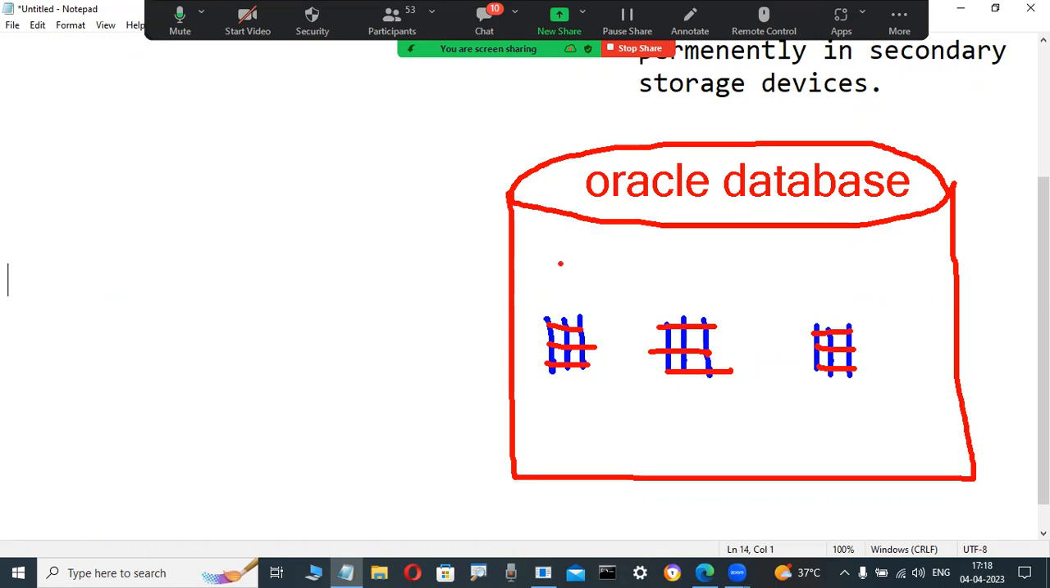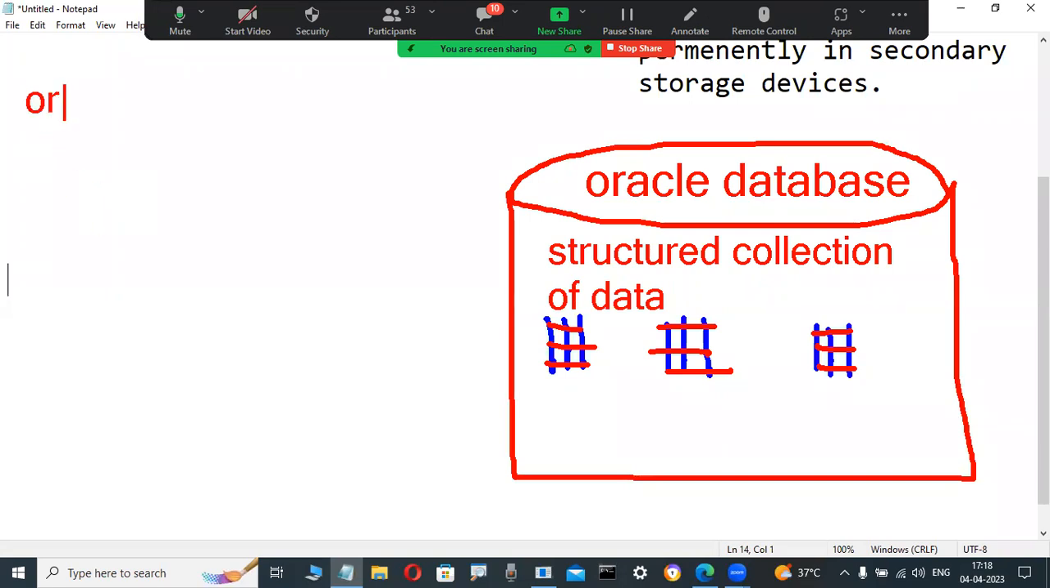Once a structured collection of data is there, only structured data is stored in these types of databases, not unstructured. Which types of databases? Oracle is a product from Oracle Corporation. This is a relational database. What does relational mean? In the format of tables. Don't worry, that is later. Oracle also stores a structured collection of data.